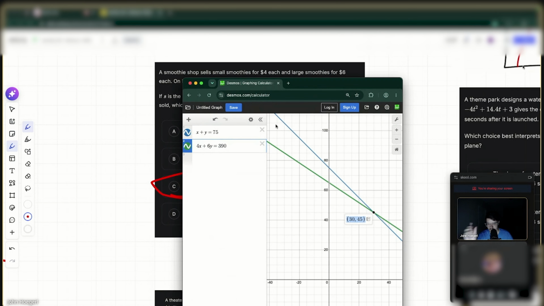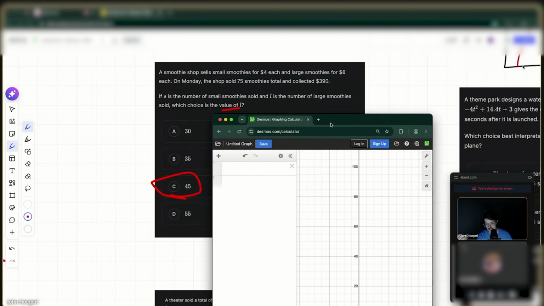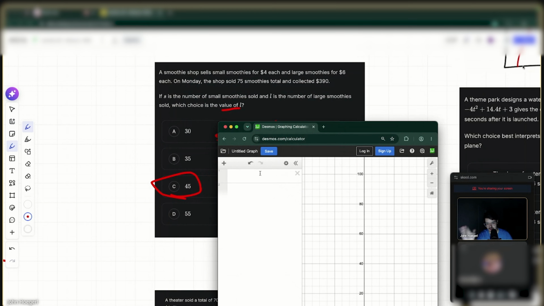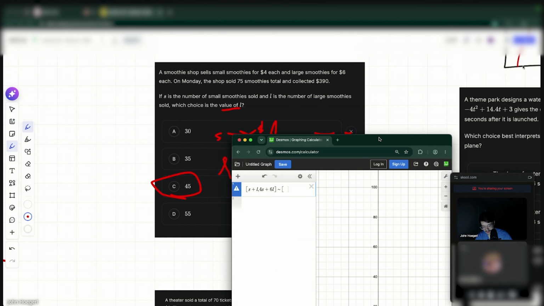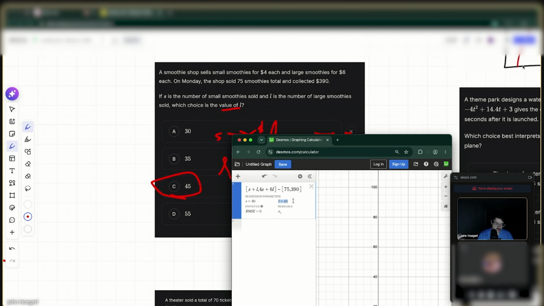If you want to do the slightly more complicated way, but the way that makes it a little easier to keep track of everything, you can put it in regression without a table. That would look like S plus L, and then 4S plus 6L, and then a bracket, and then we say 75, 390. Same kind of stuff here. We see L would have to be equal to 45. So if you want to save some work later on, you can do that.